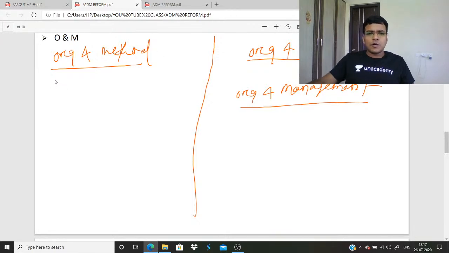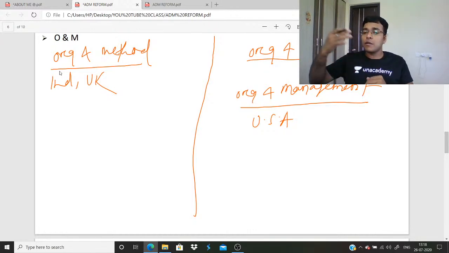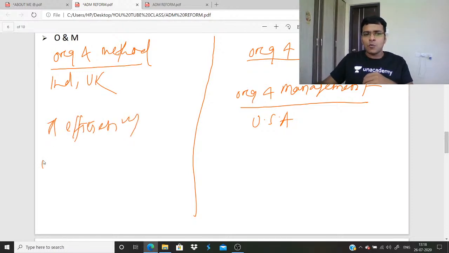Organization and method was applied in India and UK; organization and management in USA. What is the difference between them? In organization and method, the management will initiate change in the method and procedure with which employees work. They think that if we change a particular procedure, a particular technique, a particular method, we will increase efficiency. No scientific approach.